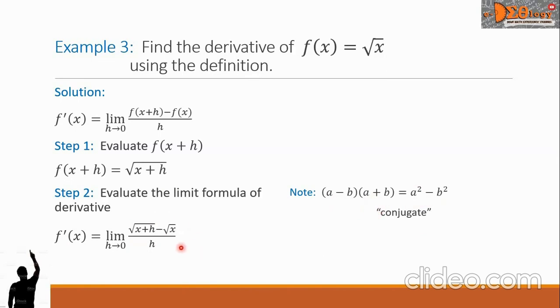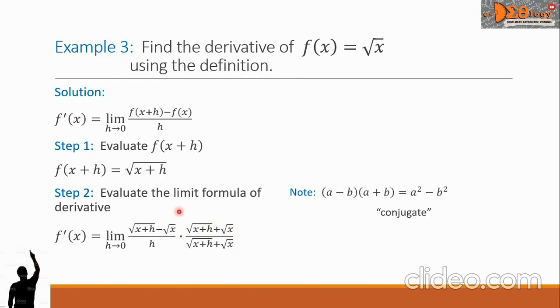So to simplify our fraction here, we want to remove the radical. So we're going to multiply this fraction by another fraction whose numerator and denominator is the conjugate of our numerator here. So we have to multiply this by square root of x plus h plus the square root of x. Take note, this is negative, so we write here positive. So the numerator here is the same with our denominator.